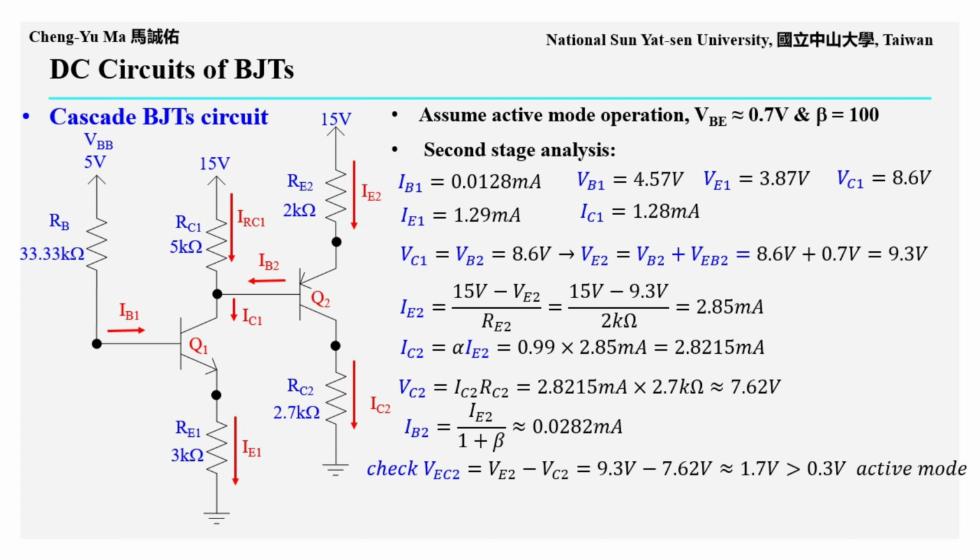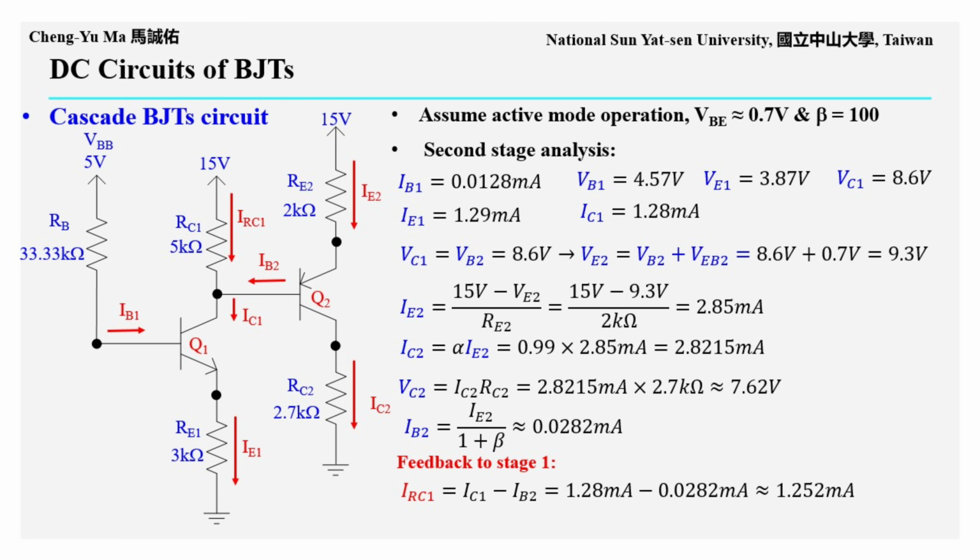VC2 equals IC2 times RC2, which is 2.8215 milliamps times 2.7 kiloohms, or about 7.62 volts. We can also use IB equals IE divided by 1 plus beta to find IB2, so IB2 is approximately 0.0282 milliamps. Now the three terminal voltages and currents of Q2 are known. Checking VEC2, we get VE2 minus VC2, which is 9.3 volts minus 7.62 volts, or about 1.7 volts. Since this is greater than 0.3 volts, the active mode assumption for Q2 is also valid.